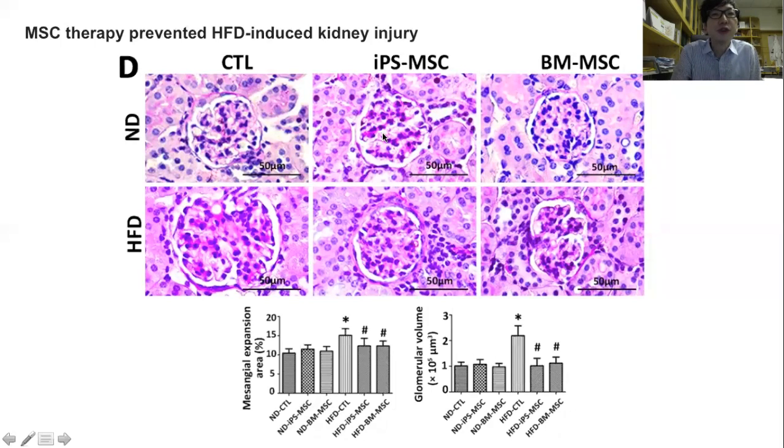And he also showed that in the glomeruli, the high-fat diet-fed mice displayed glomerulomegaly and also some injury to the glomerulus, whereas treatment with iPS stem cells or bone marrow-derived mesenchymal stem cells given by tail vein injection would give rise to a reduction in these injuries.